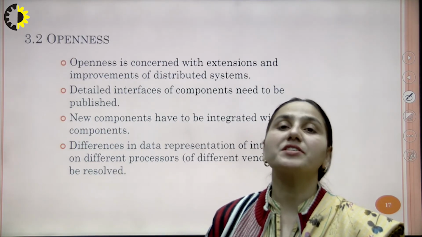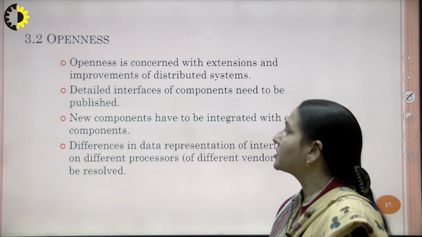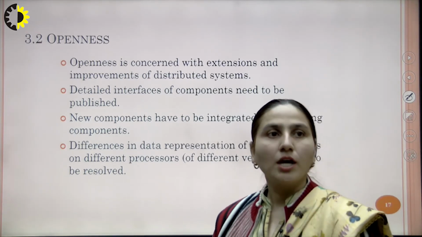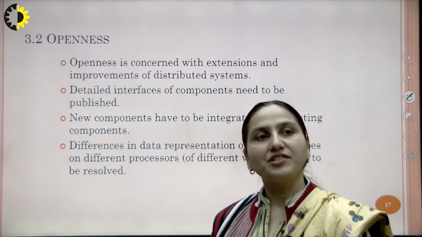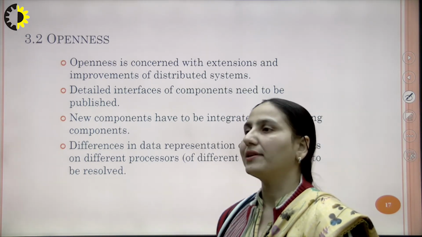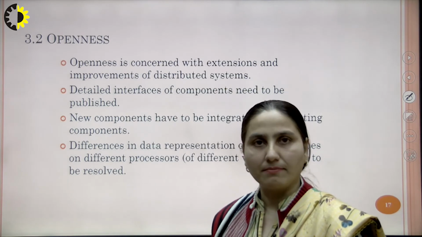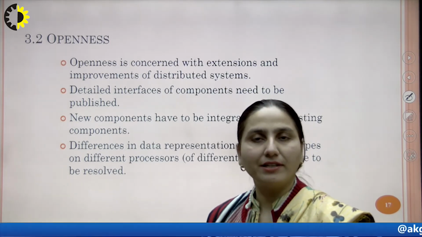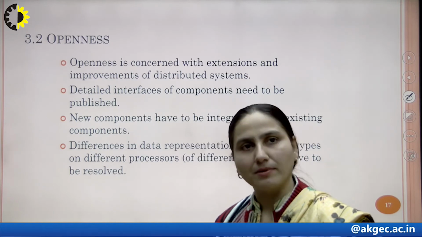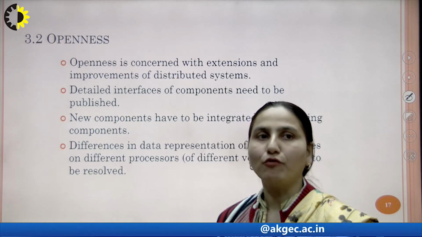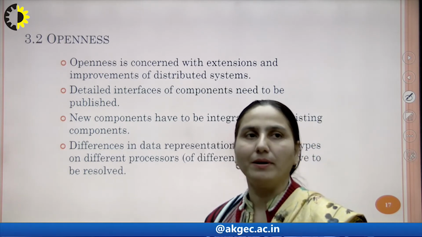Now next comes openness. What do we understand by this term openness? This is the second characteristic of the distributed system. It is basically concerned with the extension and improvement of the distributed system. We always want the system to be an open system. If we want to extend the system, it should be possible. If you want to improve the system, it should be improvable.